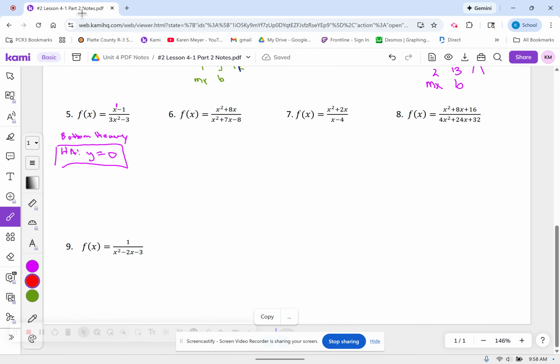Okay, on the next one, the exponents are equal on top and bottom. They're both 2. They're both the same. And so if they're equal, then it's going to be an HA. And then you're going to be like, oh, well, if they're equal, this is the one where you have to go coefficient over coefficient. So in front of each x squared, you would have a 1. So that would be 1 over 1. So y equals 1.